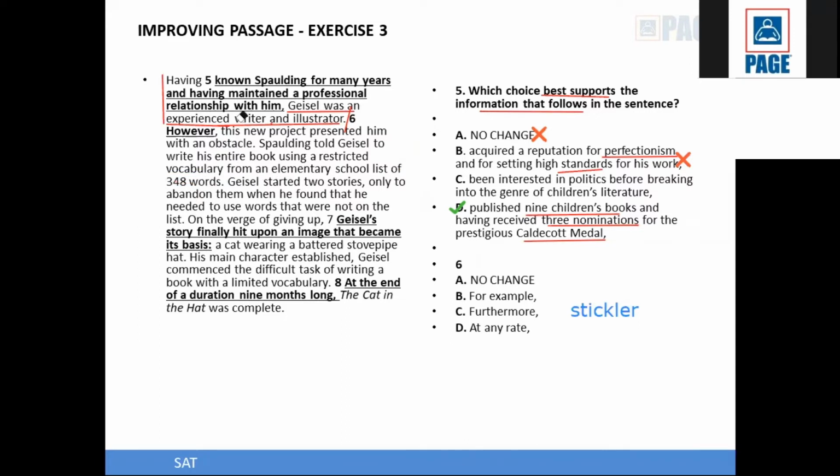Now we have got a sentence, the 6th one. After 6, should we have "however" or not? That is the question. So we need to see, is the first sentence in contrast to the second sentence. That is the only thing we need to look at. Here he talked about how he maintained a lot of good relationships. He's an experienced person, but if he's an experienced person, how can he have an obstacle, some kind of a block?